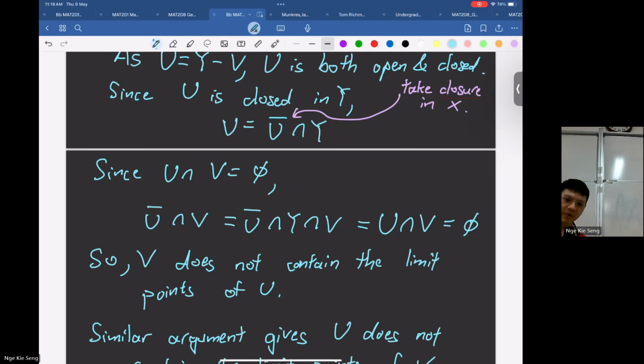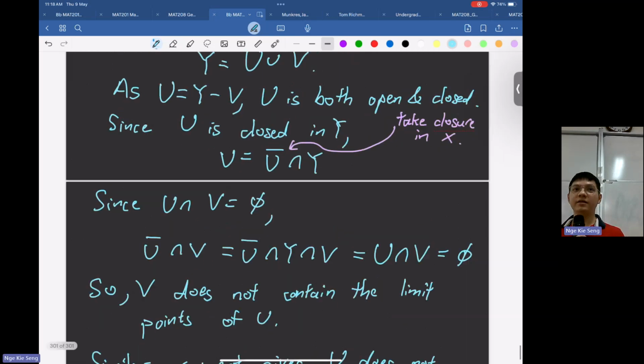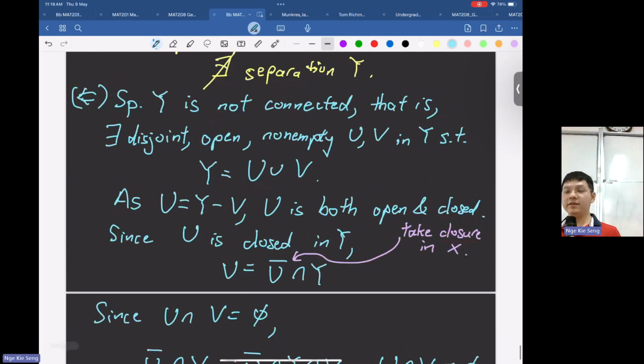Okay. So any question on this part here? Is everyone okay with this direction?